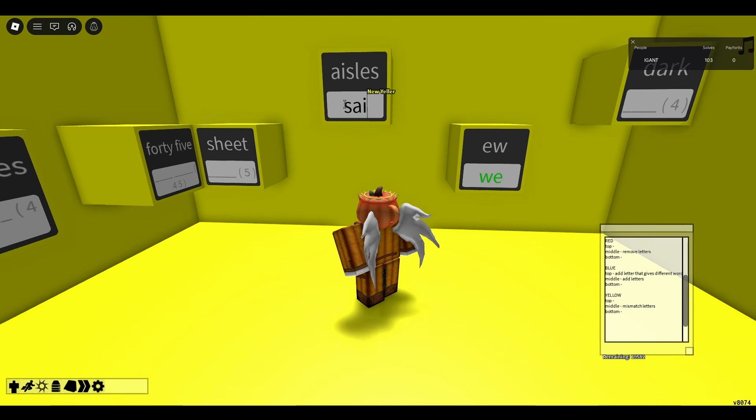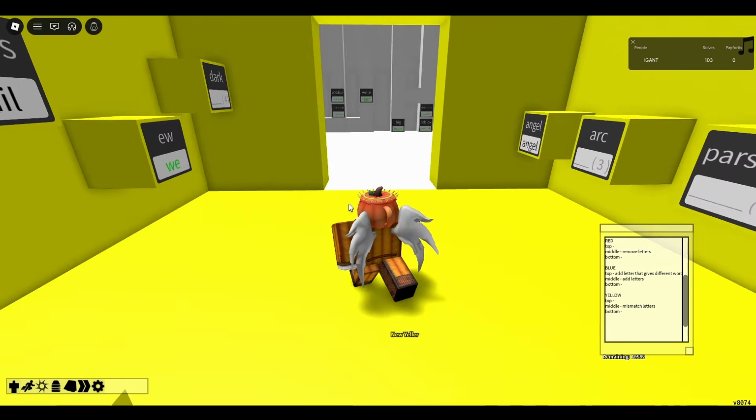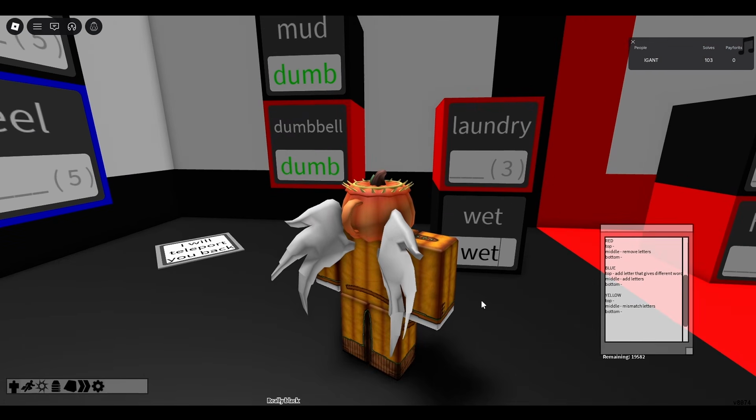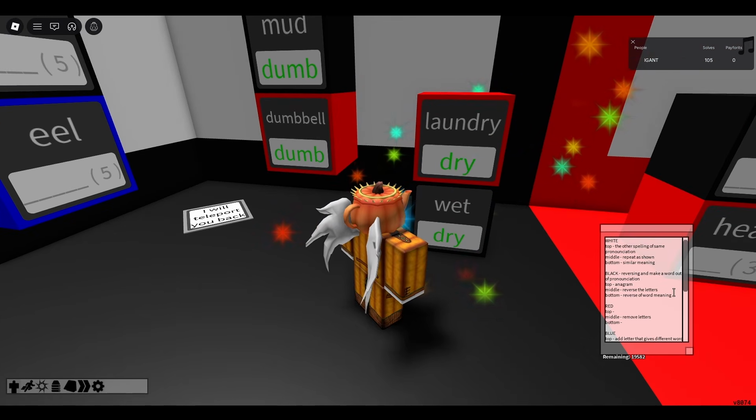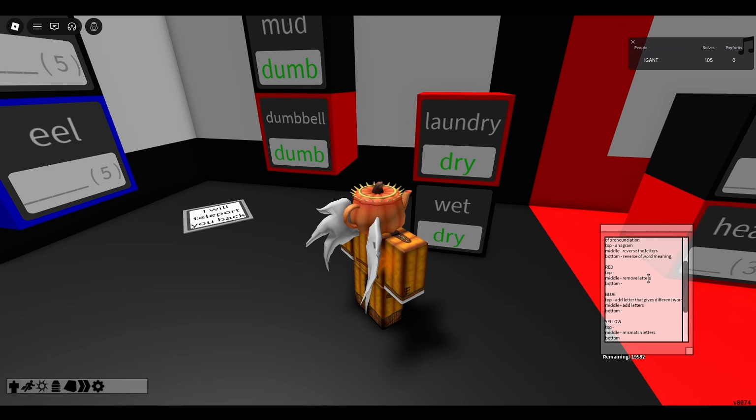Sales? Sale. Maybe I need to go back to the painting area. I think that'll teach me the rules I'm missing. Okay, back here. So, wet? No. Bottom black would reverse the word's meaning. So, dry. And then laundry, dry. So, middle red is definitely subtract letters.